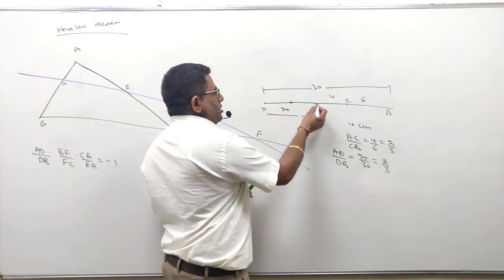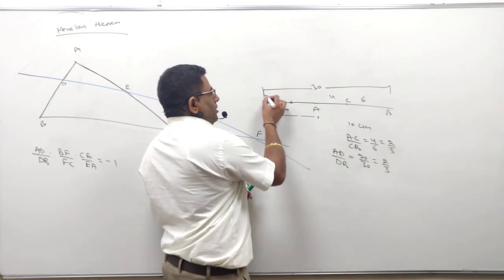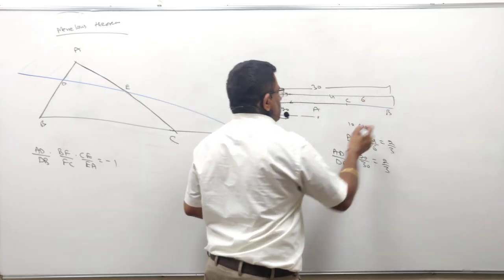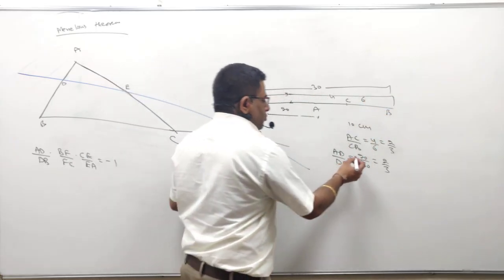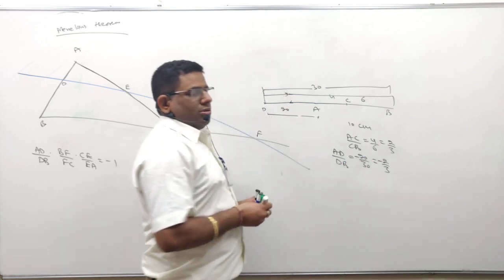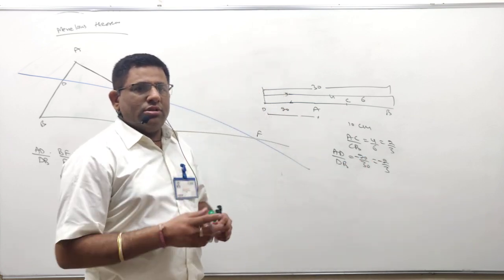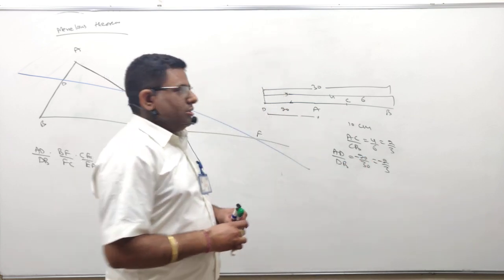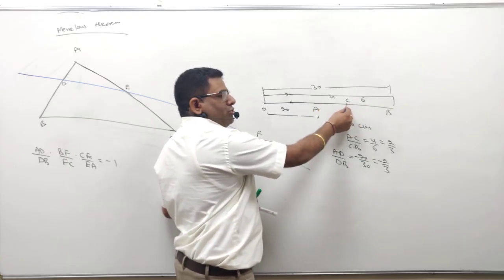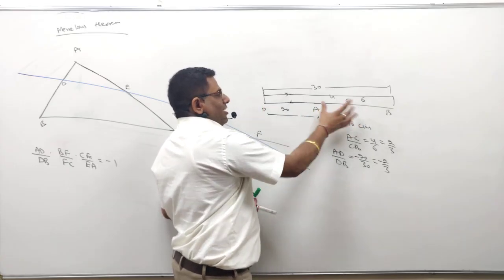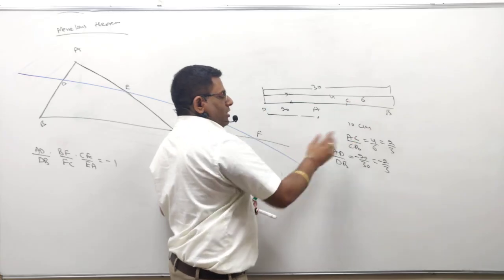And D to B, that direction is this way, the direction is reversed. So directed line segment says we should take this ratio as negative. If you are changing the direction, you have to change the sign. That is why if a point C divides the line segment internally, then we take the ratio as positive. If a point D divides the line segment externally, then we take the ratio as negative.